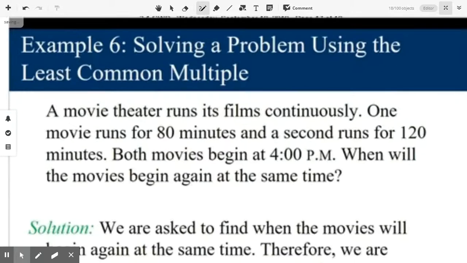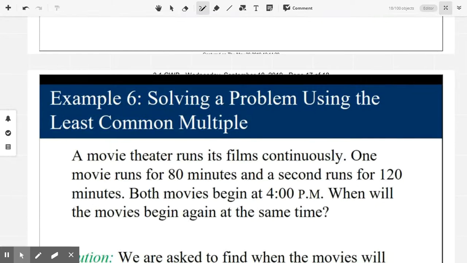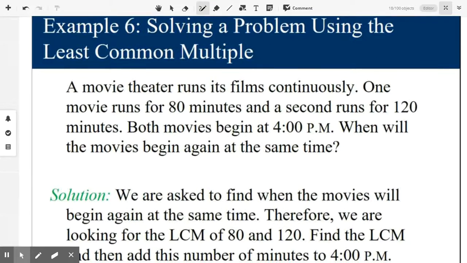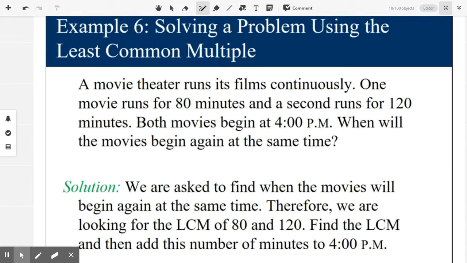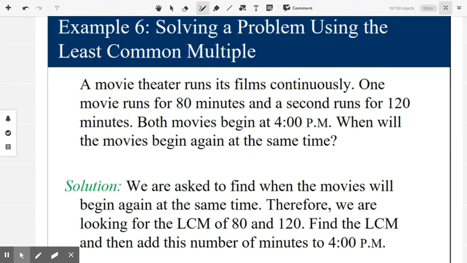So let's look at, all right, we're going to go on to an application problem here. Okay? A movie theater runs its films continuously. One movie runs for 80 minutes, the second one runs for 120 minutes. If both movies begin at 4 p.m., when will the movies begin again at the same time? So basically, this is a least common multiple problem. This one starts for 80 minutes, then it starts again. This one goes every 120 minutes. So they want to know at what time will they begin again at the same time.